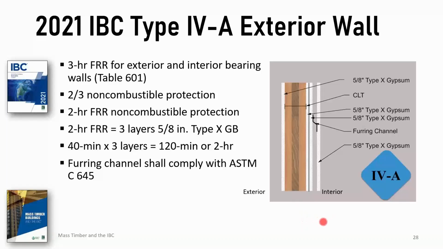So it would have been like, let's see, 5 would have been like 7.5 inches thick or something. But anyway, we had 1 layer of type 5/8 inch X, type X gypsum on each side, and the wall achieved 3 hours fire resistance rating with just 1 layer.